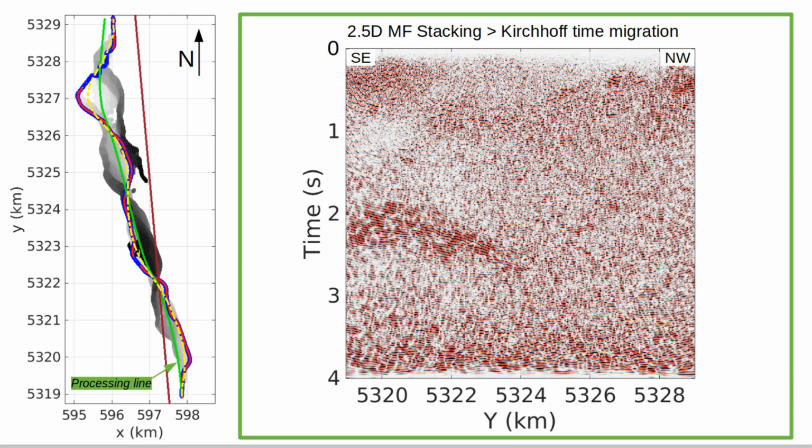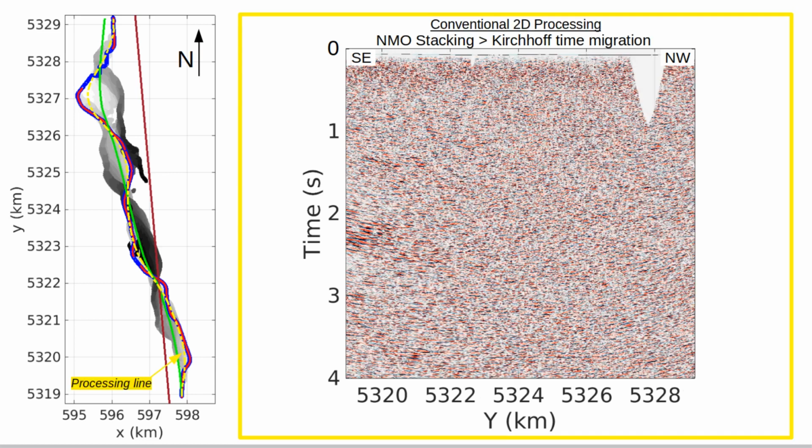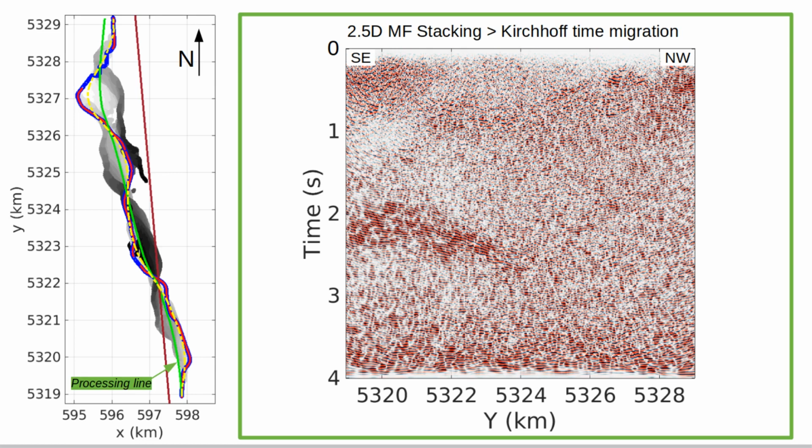This image is the result of applying Kirchhoff time migration on the 2.5D multifocusing stack section derived along the solid green slalom line. Now, I'm just going to move back and forth to compare these results visually. Note that for each image, the border color corresponds to the color of the processing line. In comparison to the conventional images, our method considerably improved the quality of seismic imaging and alignment of reflection events.